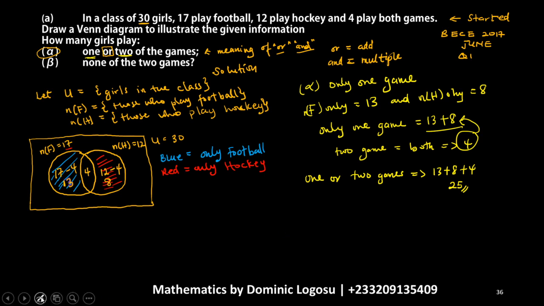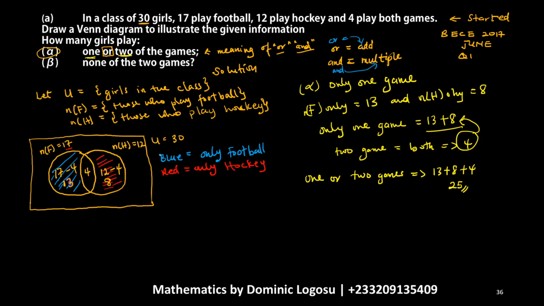Remember, as I said, when it comes to OR, it means what? Addition. And AND means multiplication. So please, let's take note. Let's not forget that. Whenever there's a mathematical statement and we see 1 or 2, it means you're adding those events. When it comes to probability, we'll look at more of that.